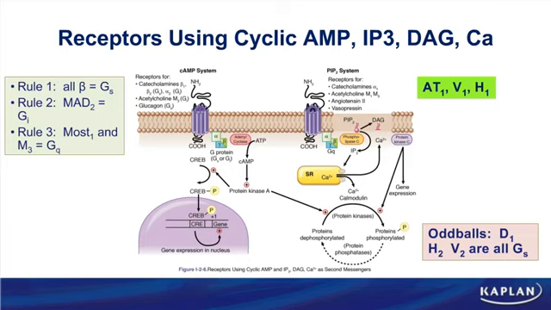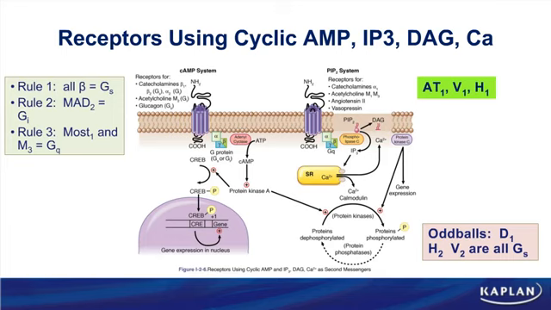On the right, we see the GQ-coupled pathways, which involve phospholipase C. You see the cleaving of membrane lipids producing IP3, which releases calcium from the SR, and diacylglycerol, which activates protein kinase C.